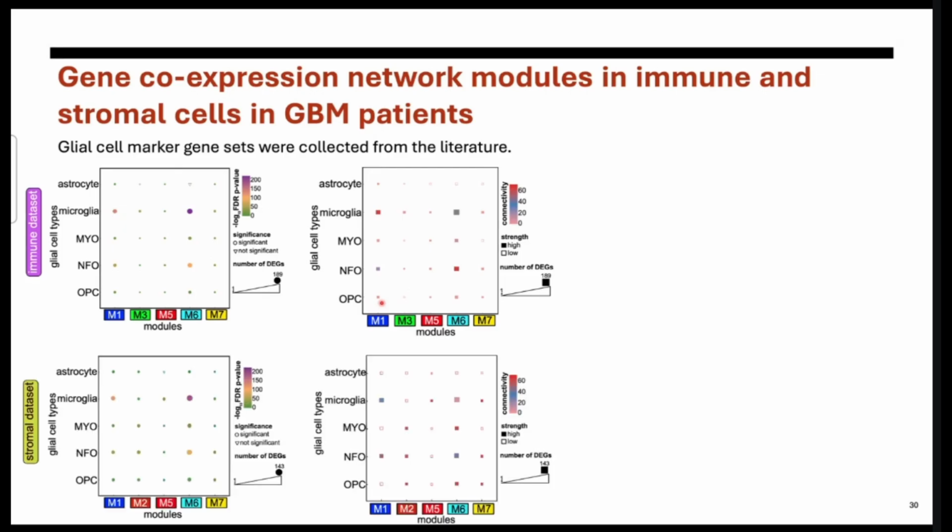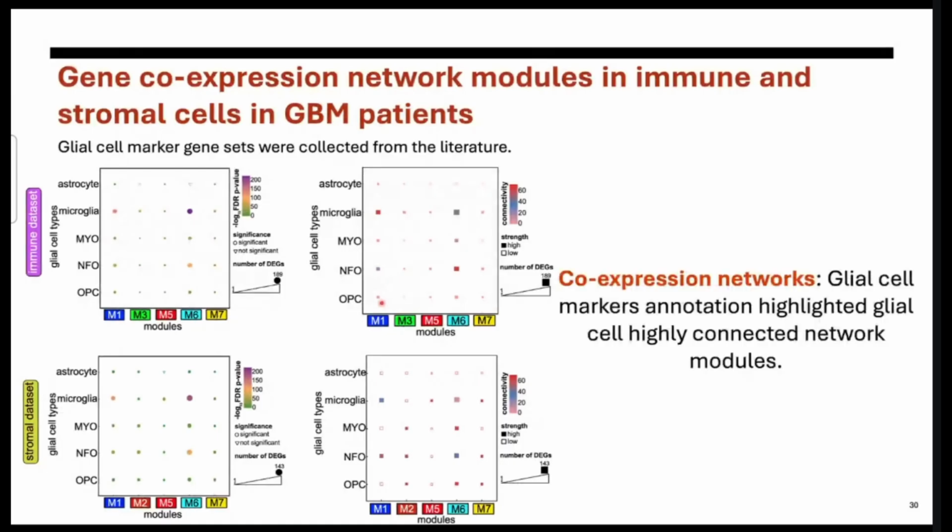Again, we saw microglia and also NFO and some OPC in highly connected modules in the immune cells dataset. Similar analysis was performed for stromal cells. Here also we saw microglia and oligodendrocyte enrichment. So overall, this co-expression network analysis highlighted that glial cells are enriched in these particular network modules in immune cells and stromal cells.